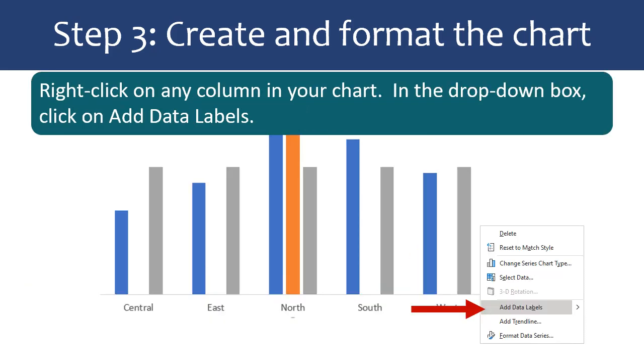Right-click on any column in your chart. In the drop-down box, click on Add Data Labels.